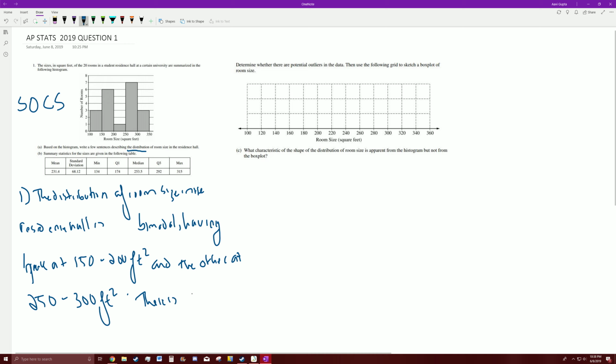There is an apparent gap in between the 200 to 250 feet squared interval.